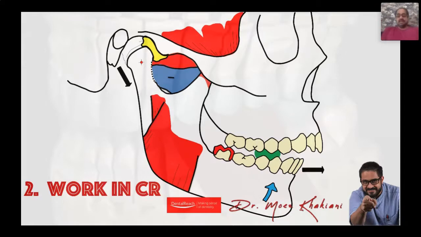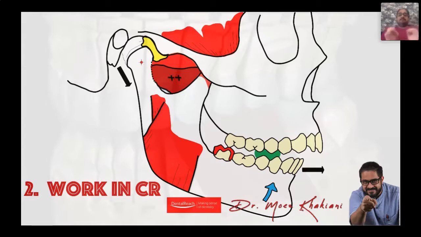Which muscle does that? The inferior lateral pterygoid muscle, which has now gone into a spasmodic contraction. This is commonly referred to as incoordinated muscle hyperactivity. It is as if your muscles are doing overtime. No wonder these patients complain of joint pain. They complain of masseter muscle pain. They complain of tension headaches because all of these muscles start undergoing hyperactivity.